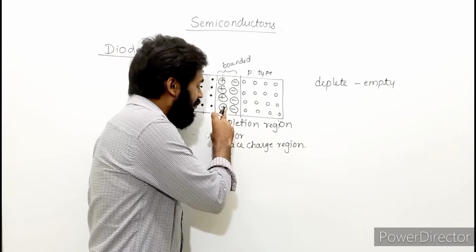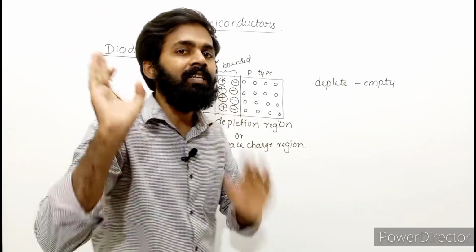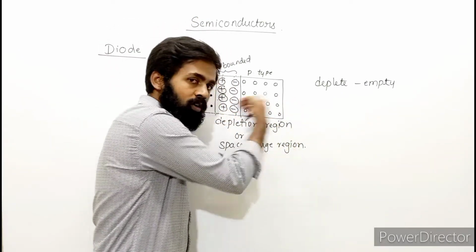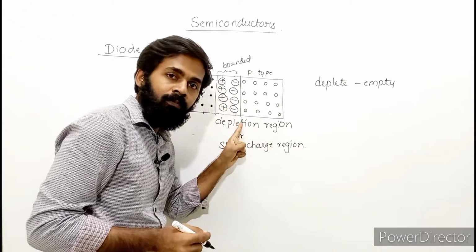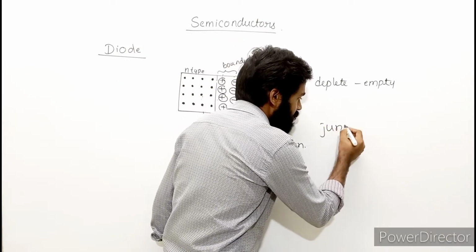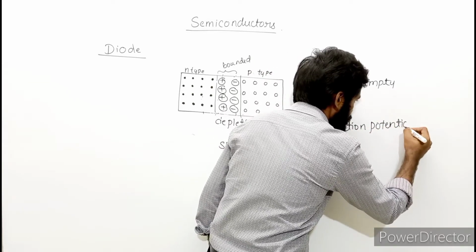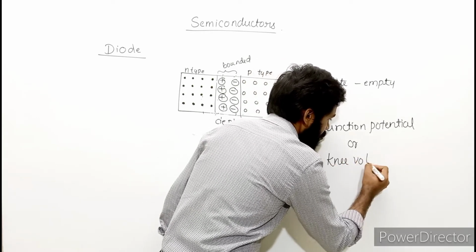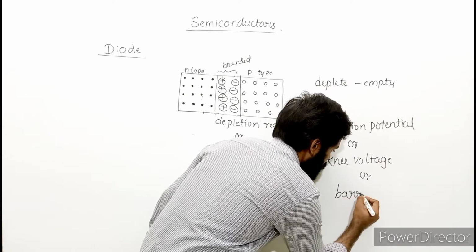Now here you can see there are ions, positive charge and negative charge. It means some potential is developed here. That potential itself is stopping these holes and electrons. Whatever the potential that is developed in the depletion region, we call it as junction potential, or we also call it as knee voltage, or we also call it as barrier potential.